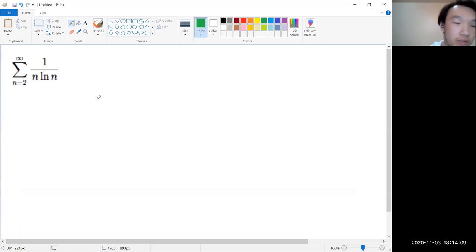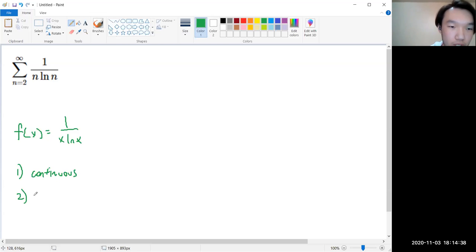Okay, so here's the series. If we were to use the integral test, first thing you guys have to do is verify that the three conditions are satisfied. So if I was to write down this function here, f of x equals 1 over x ln of x, you would have to check that this function is one, continuous, two, it's positive, and three, it's what was the last one? It was decreasing.